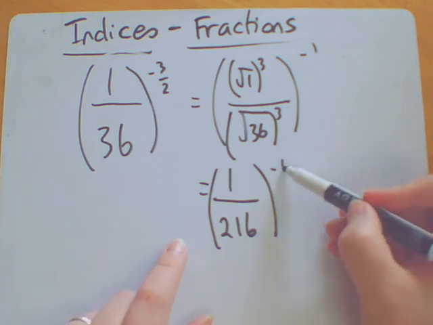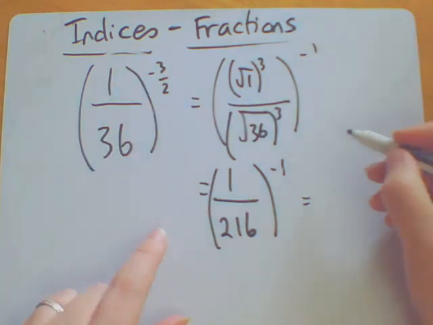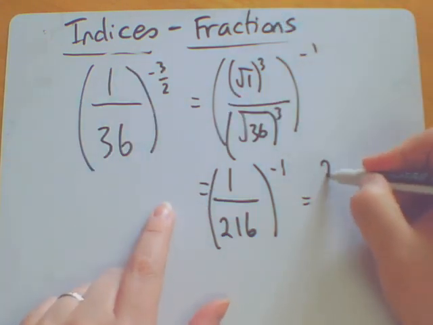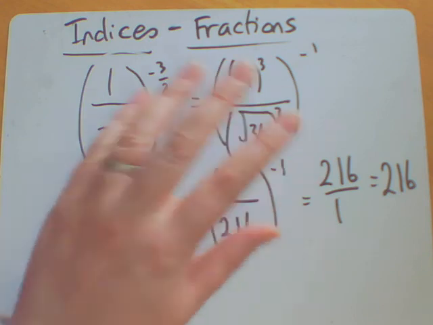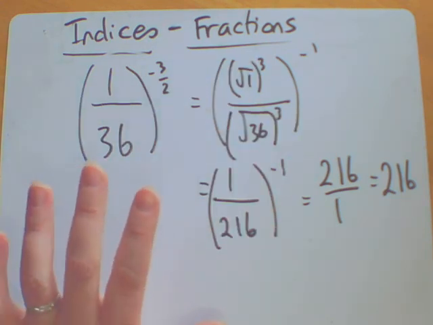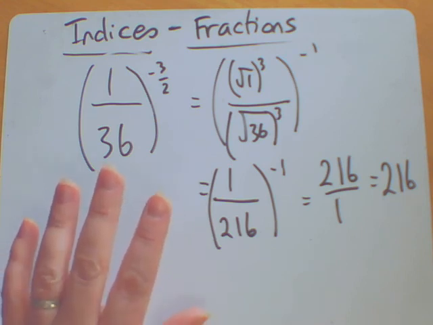And again, because it's -1 just here, that's actually going to flip the fraction upside down, give us our reciprocal. So we're going to get 216 over 1, which is just 216. Like I said, this is the top flight. Okay, so don't panic if you don't 100% understand this. You will be redoing this again in year 11.